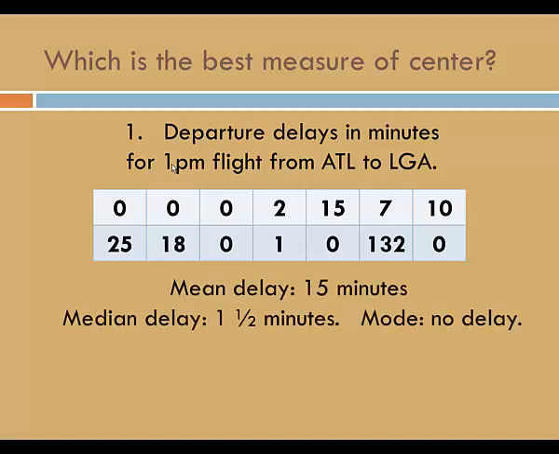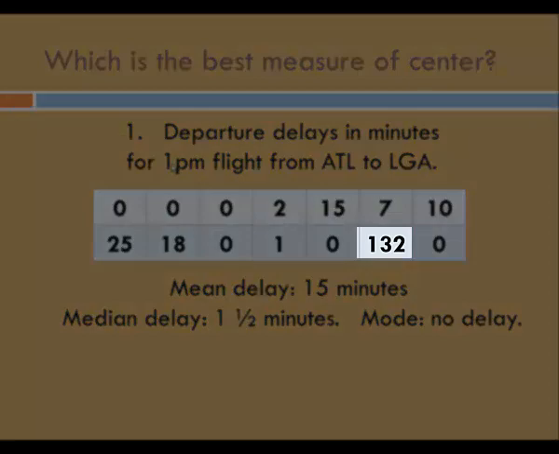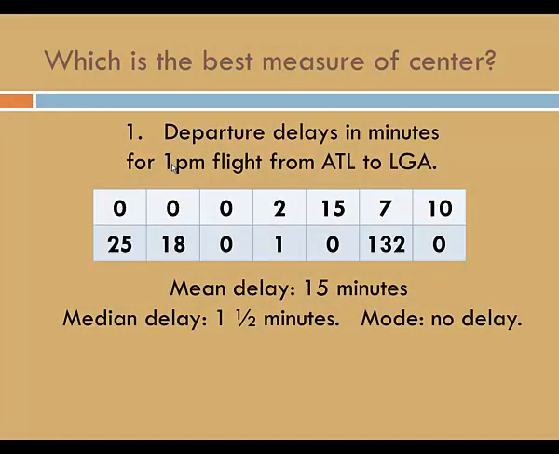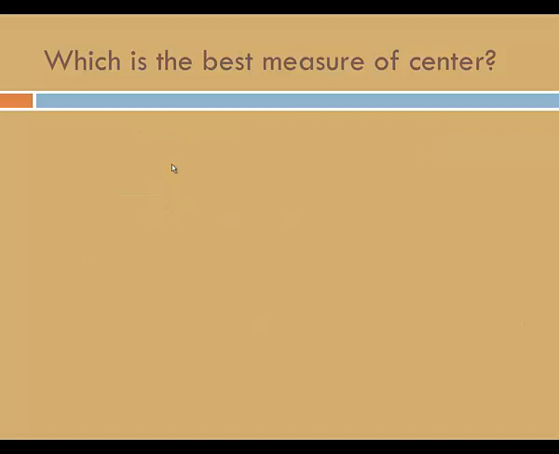The mean delay is 15 minutes. The median delay is 1.5 minutes. And the mode is no delay. When we look more closely at the data set, we see that on one day the delay was more than 2 hours. However, on most days there's no delay. In this case, you might want to know the mode, the most frequently occurring value.